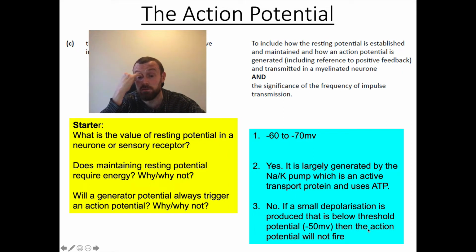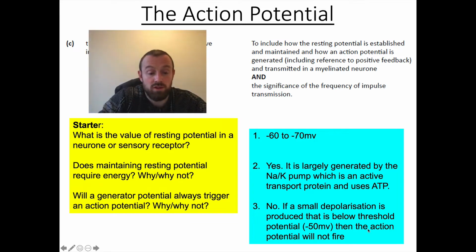It's largely generated by the sodium-potassium pump. There are other things involved as well, but the sodium-potassium pump does use ATP. The other things that are involved in maintaining resting potential that you need to remember are, first of all, the permeability of the membrane. The membrane is quite permeable to potassium ions, so even though 2 potassium ions are pumped in from the sodium-potassium pump, some of them leak out again, down their concentration gradient, making the inside of the membrane more negative. The second thing is there are large anions present inside the cell that make it slightly more negative.